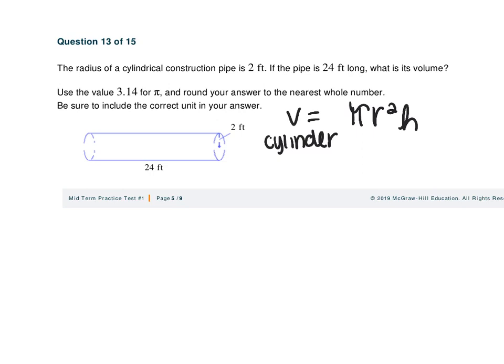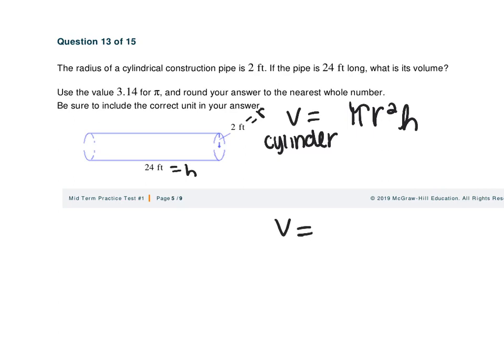So really we just need to know what's the radius and what's the height, or in this case, it's the length of the pipe, but if we turn the pipe perpendicular to what it is, it would be the height. So our height is 24 and our radius is 2. So now I'm just filling in what I know.